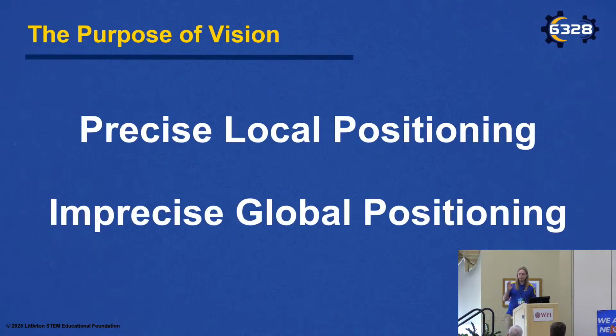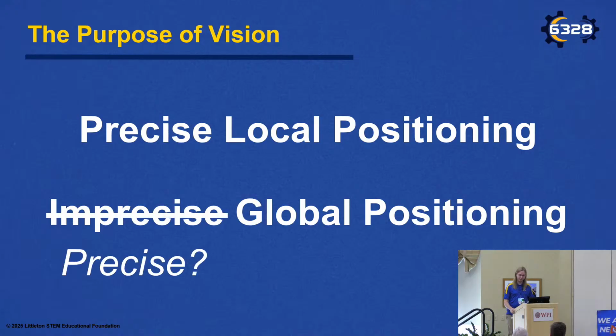Okay, so in summary, this is really the framework that I'm going to focus on, that we've seen define some of the best localization systems in the world. They are consistently achieving precise local positioning and imprecise global positioning. Now, I do also want to preemptively address a question you might have when I present this, which is, what about precise global positioning?